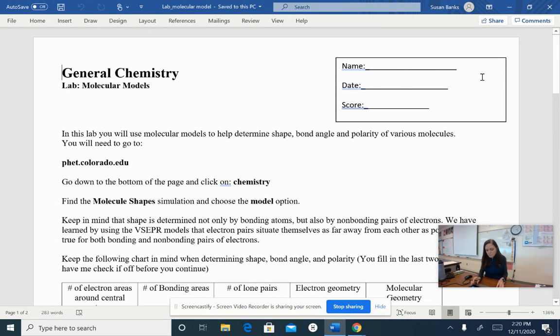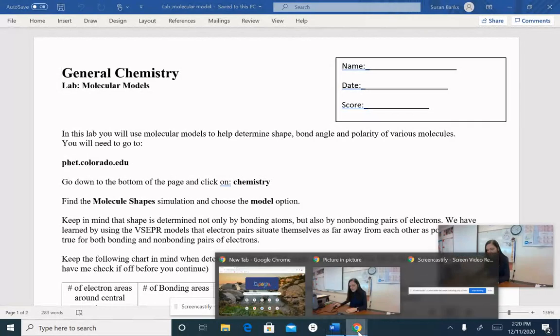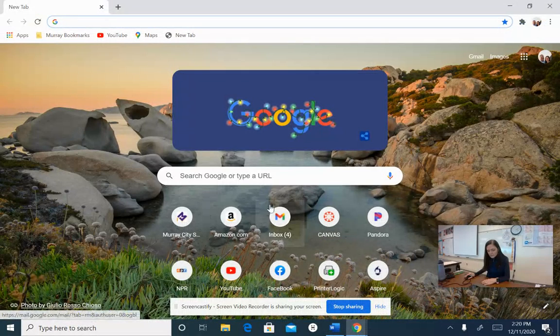All right, Gen Chem people, we are going to do a lab today. Because of COVID and because we can't really come in and do the ball and stick models, some of you are coming in. We're going to do this using PhET, or Colorado Educational Science Modeling Lab. So let's get online really quick.